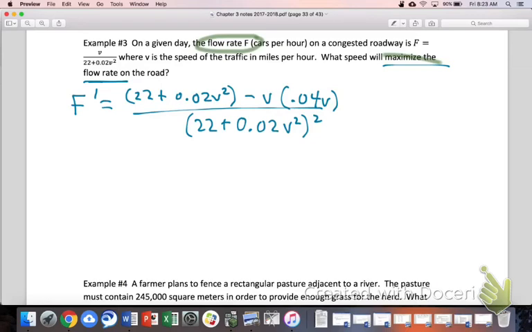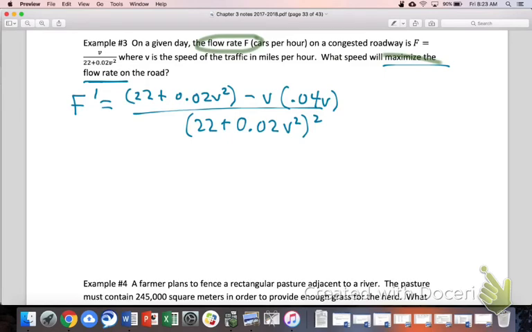We want to know, let's do a quick check. We want to know where F prime is either 0 or doesn't exist. Guys, let's check the DNE. Is there any value of V that would cause this to not exist? There isn't, right? Because even if you thought about negative numbers, wouldn't you just immediately square it? It would become positive and multiply by 0.02 and then add it to 22, guaranteeing a positive, not a 0 being the point. So there's no V that would cause this to not exist.